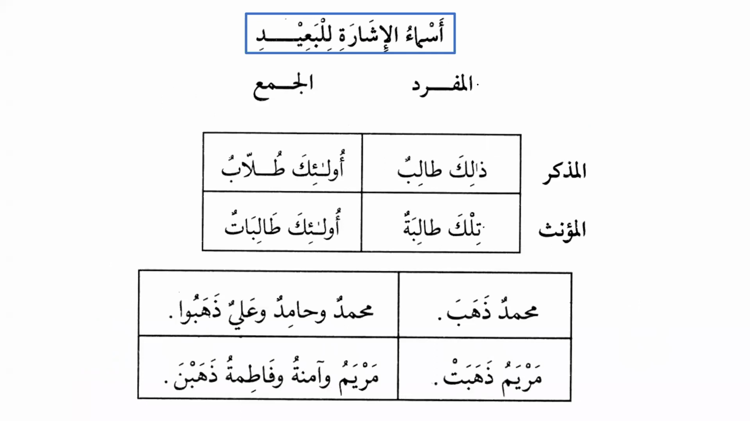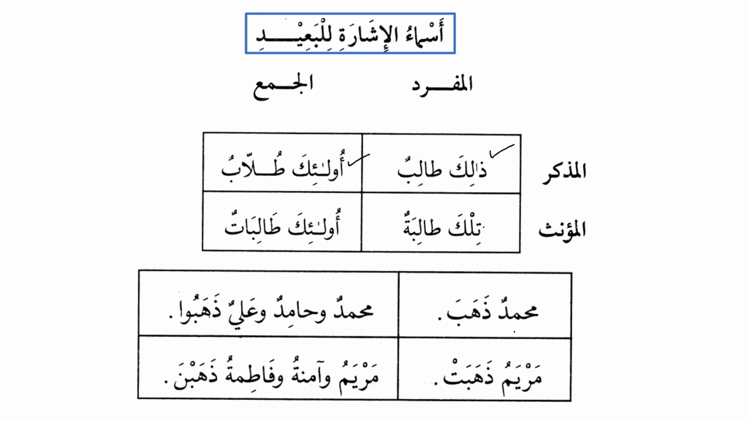So we are almost finished. Here is a summary of what we have learned so far. Asma'ul isharati lil ba'id, the demonstrative pronouns that are used for the far distance. Al-mufrad, singular; al-jam', plural. For the masculine, we have dhalika talibun, and the plural will be ulaika tullabun. Similarly, for the feminine, tilka talibatun, that is a student; ulaika talibatun, those are students. So here our table for singular and plural is complete now. However, the dual is left, and inshallah we will complete it in the following lessons.